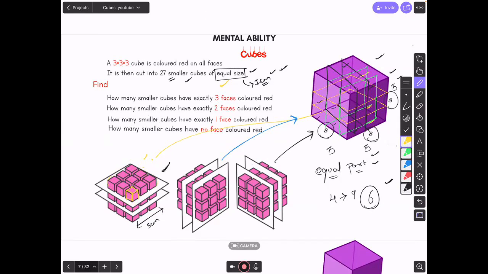So visualize it right. Now imagine all these 27 smaller cubes are there in your hands. So you had cut it, पूरा cut कर दिया, and all the 27 cubes are right there in your hands. Now I ask you a question. Out of these 27 cubes, how many cubes are there which are having 3 faces colored red? So each of these cubes, जो 1 centimeter का है, will have 6 faces, right? Yeah, because it's a cube. Right. So now my question is, out of those 27, how many are there which are having 3 faces colored red? So think about it.